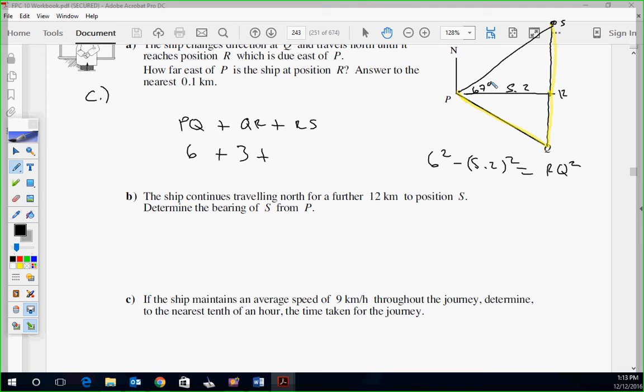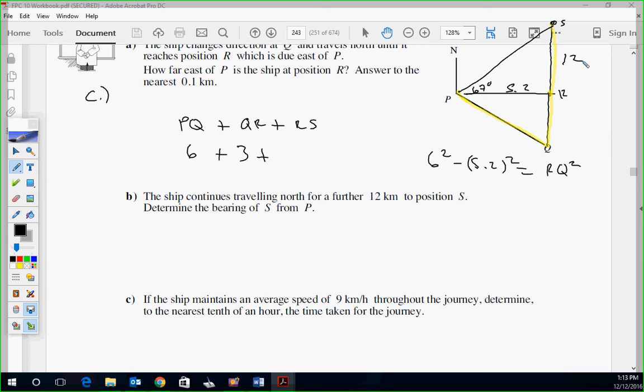Yeah, we got R to S already? Yes. What do we get for R to S? Well, it's 12. R to Q, so it's 9. No, did it go 12 more? Did it go Q to S for 12? Yeah, so it says the ship continues traveling north further for 12 kilometers to position S, so that's correct.